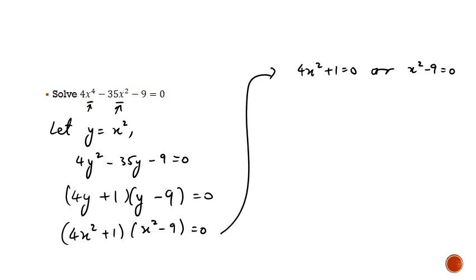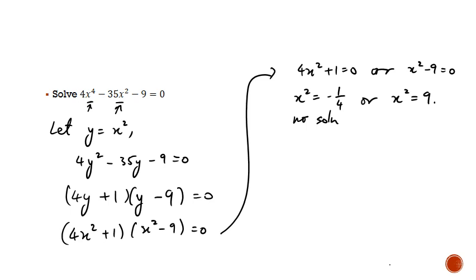Now you might notice that when you rearrange the first one, you get negative a quarter. That actually has no solutions. This has no solutions because you cannot square root a negative, so no solutions for that part.